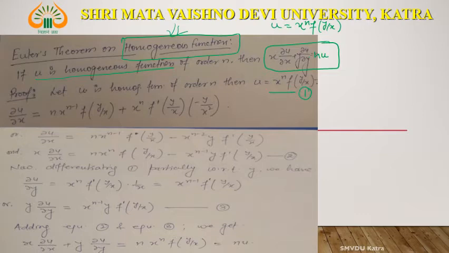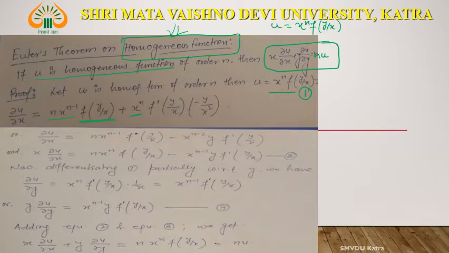Differentiating equation 1 partially with respect to x, del u by del x is equal to n into x to the power n minus 1 f of y by x, means first function into derivative of second function, right? First function is f of y by x and x to the power n is the second function. Then first function f of y by x and derivative of x to the power n is n into x to the power n minus 1, plus second function x to the power n, derivative of f of y by x. What is the derivative of the function of y by x? First derivative of the function is f dash y by x, and again the partial derivative of y by x with respect to x, that is minus y by x square, right?